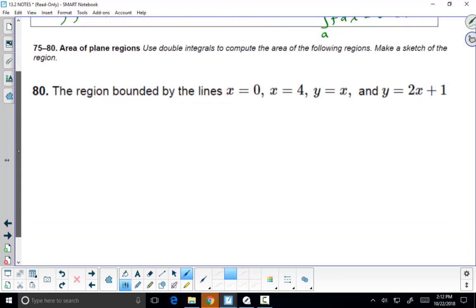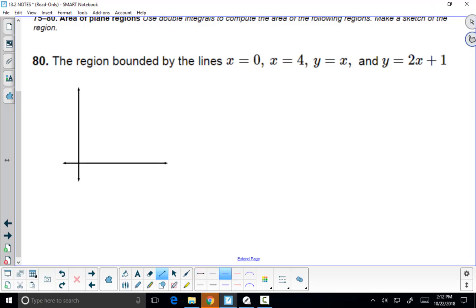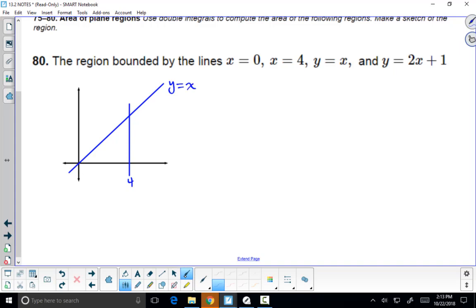So here it says use double integrals to compute the area of the following regions. So let's set up a picture. X equals 0 is the y-axis. X equals 4 is the line over there at 4. Y equals x, we have that diagonal line bisecting quadrant 1. And then as our last bound, we have 2x plus 1. We need a little more space, so let's stretch this out. 2x plus 1 has a y-intercept of 1 and a slope of 2. So I'll just do it sort of like that.